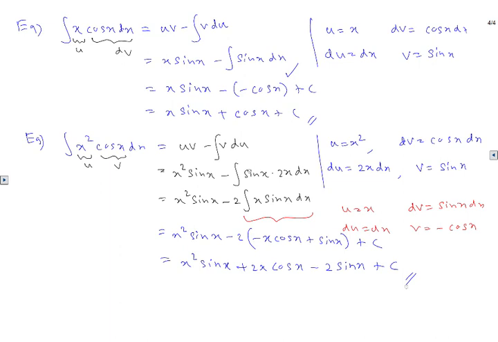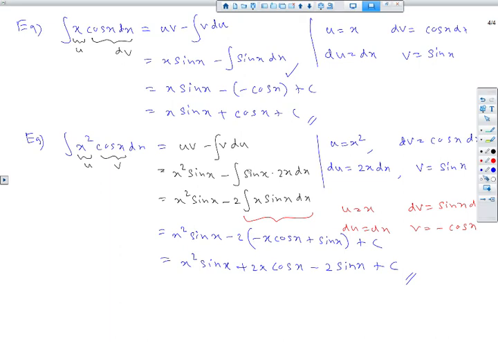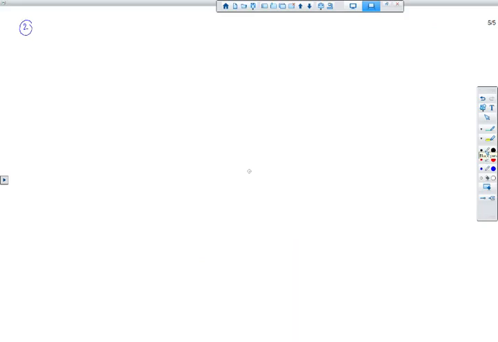So we have a polynomial and a trigonometric function. Let's go to the second type. What's the second type? The second type is a polynomial and an exponential function, like e to the x, e to the negative 3x, stuff like that.